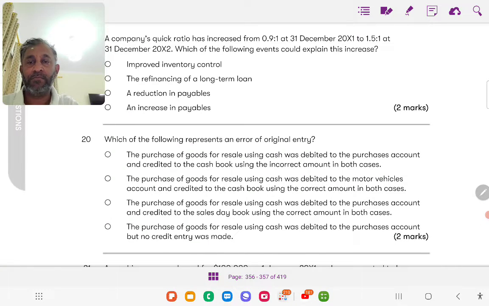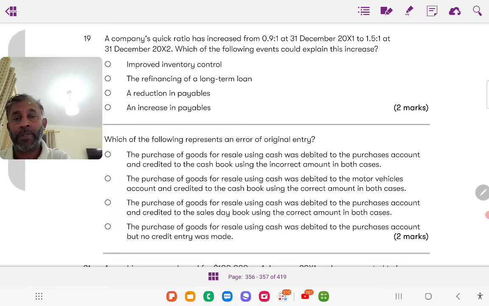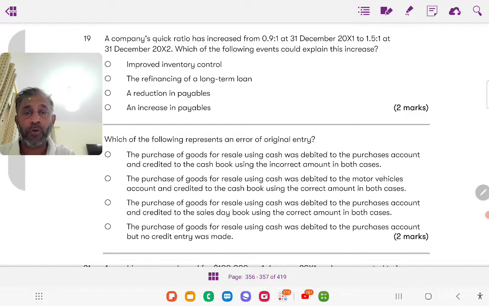Once again, a quick discussion on revision questions, specifically mock paper 2 of BPP. Today I would like to take up question number 19. A company's quick ratio has increased from 0.9 to 1 at 31 December 2011, that's last year, to 1.5 to 1 at 31 December 2012, the current year. Which of the following events could explain this increase? There are four answers here.